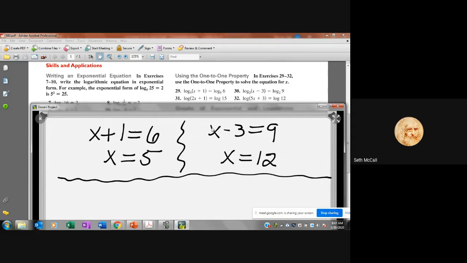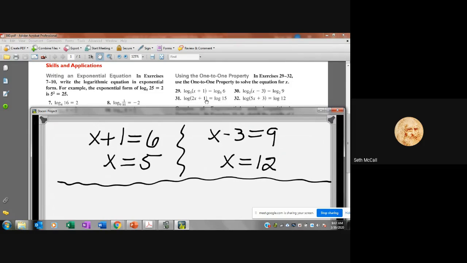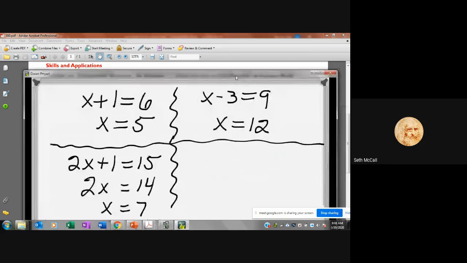The next one is log of 2x plus 1 equals log of 15. As you can see, there is no base listed, therefore it's base 10. And since both the bases match, you're going to set 2x plus 1 equal to 15. And that one's going to involve 2 steps. You're going to subtract 1 from both sides first, and then you're going to divide by 2. And you get x equals 7. I'll move that up so you can see it.